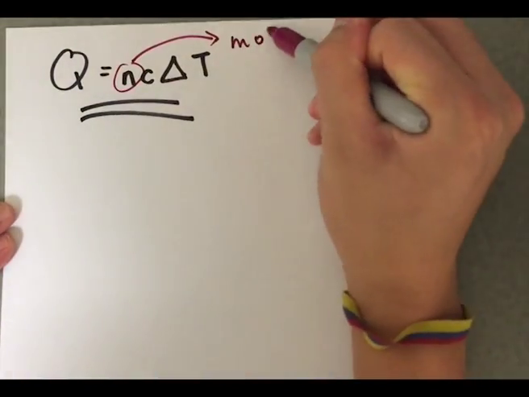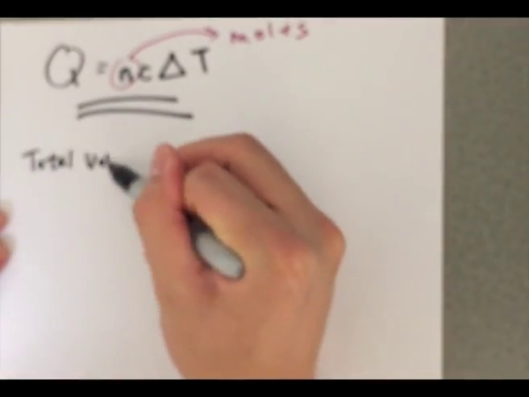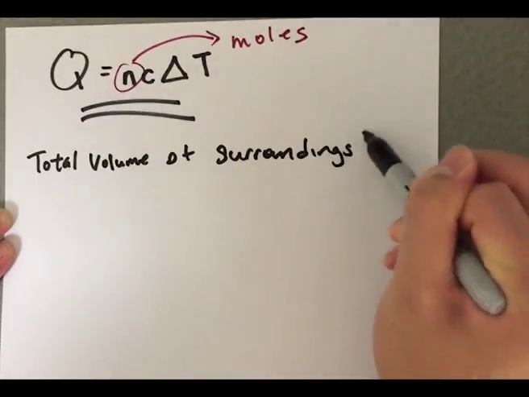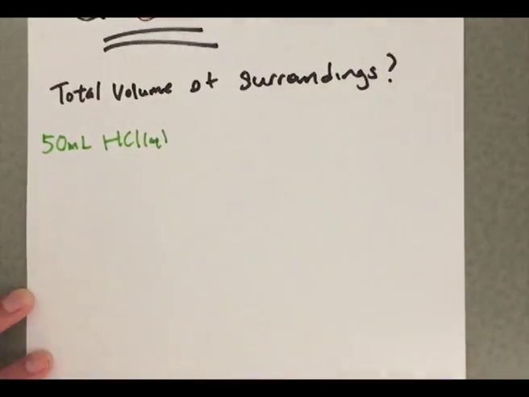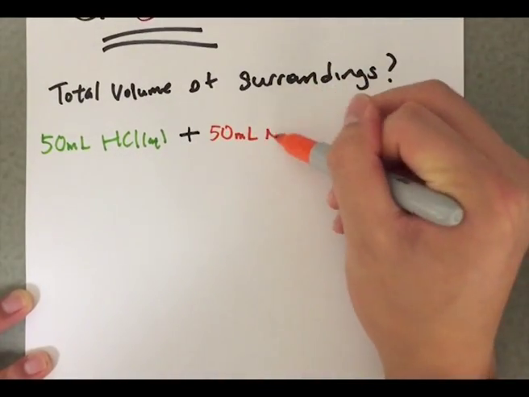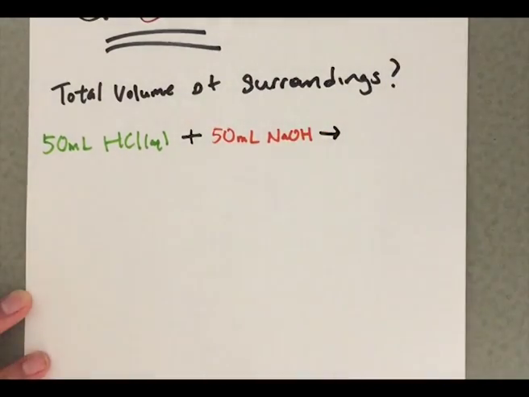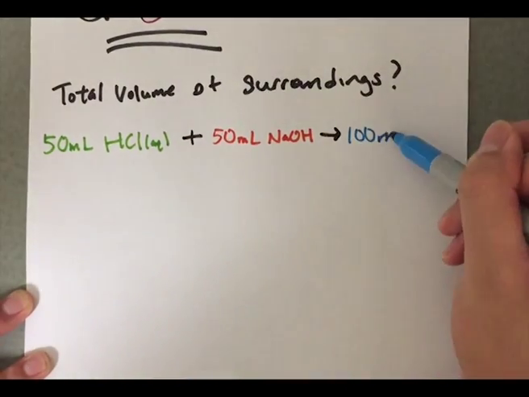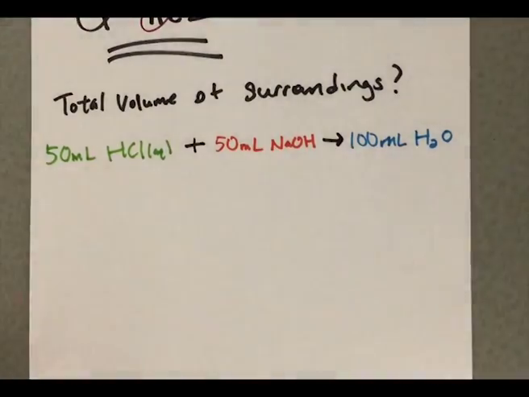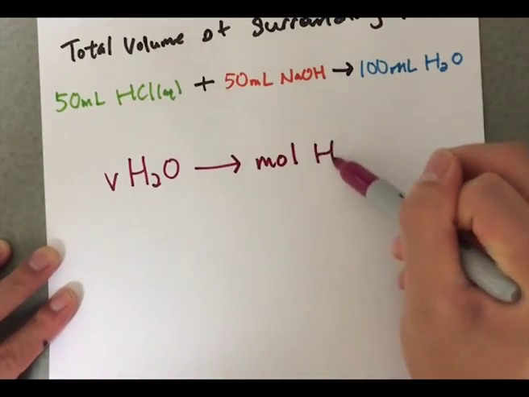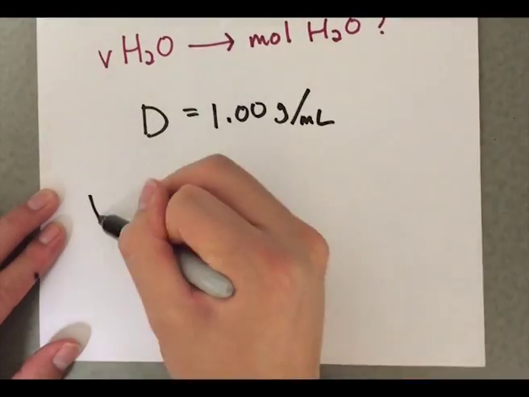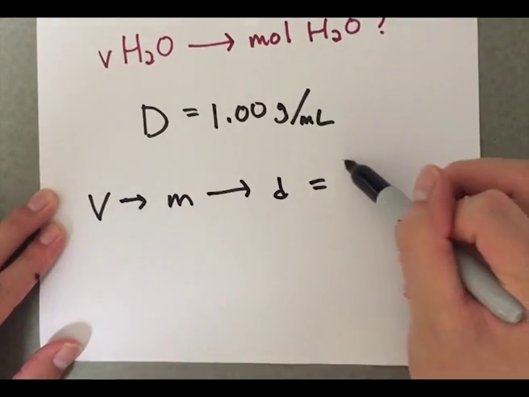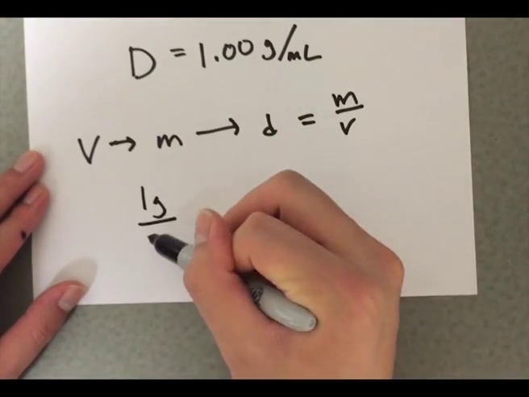We then need to determine the total volume of the surroundings. For this, we know that we have 50 milliliters of hydrochloric acid and 50 milliliters of sodium hydroxide, which will produce 100 milliliters of water. Using this total volume, we can use stoichiometry to convert the volume of water to moles of water. The density of water, which equals 1.00 grams per milliliter, is essential to this component.